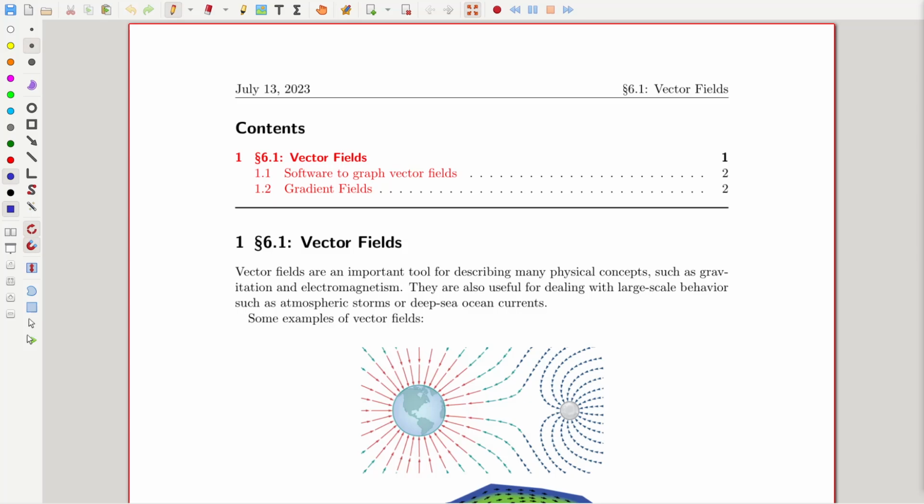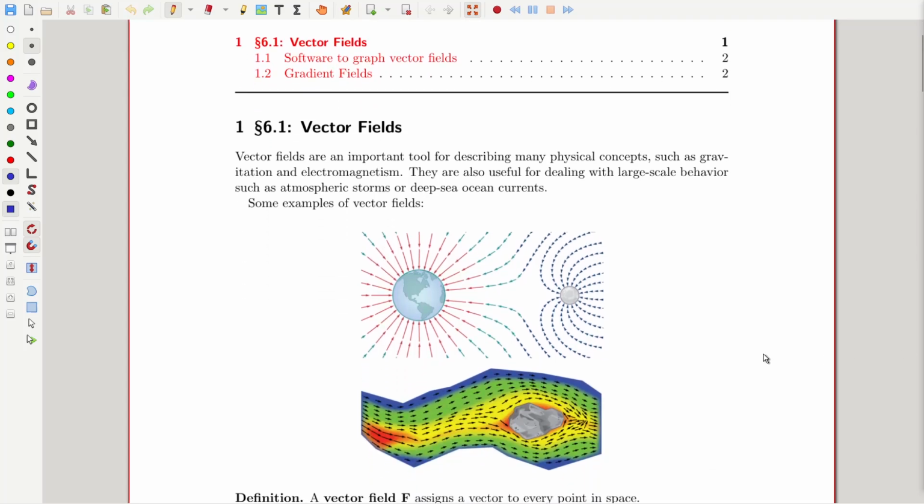Okay, so now we're starting chapter 6. The first thing we're going to cover is this notion of something called a vector field.